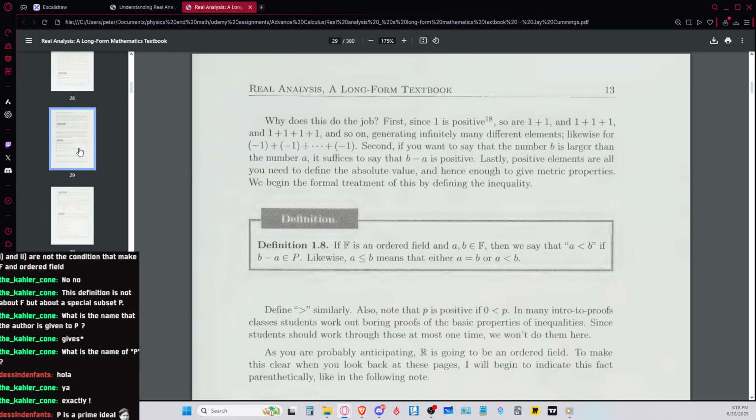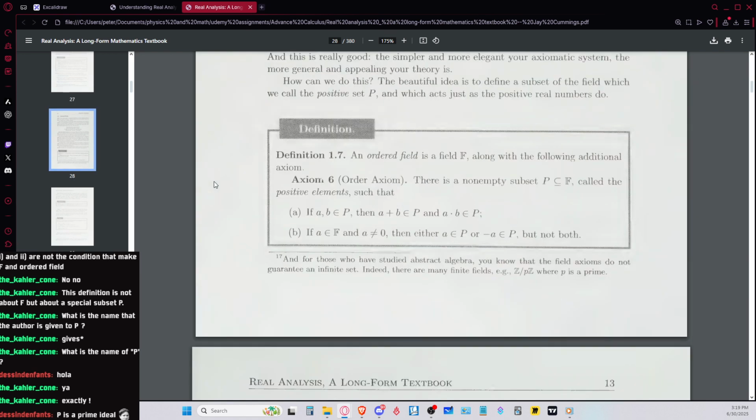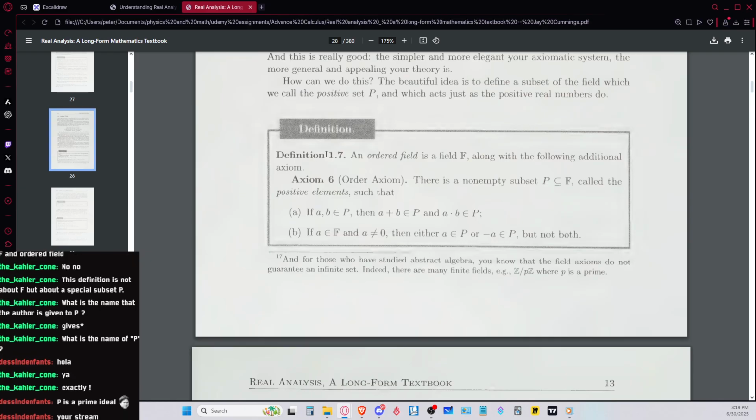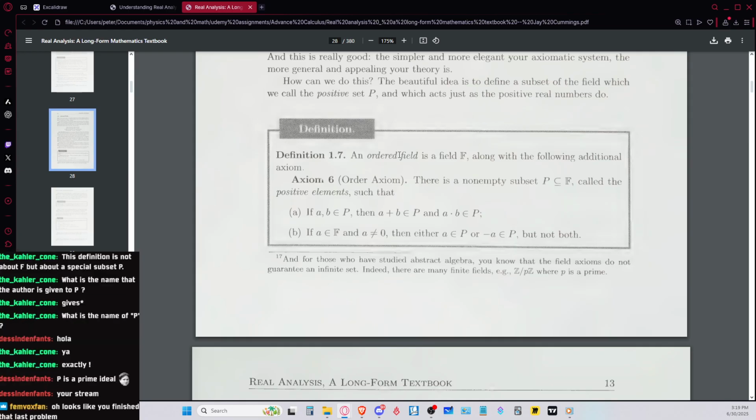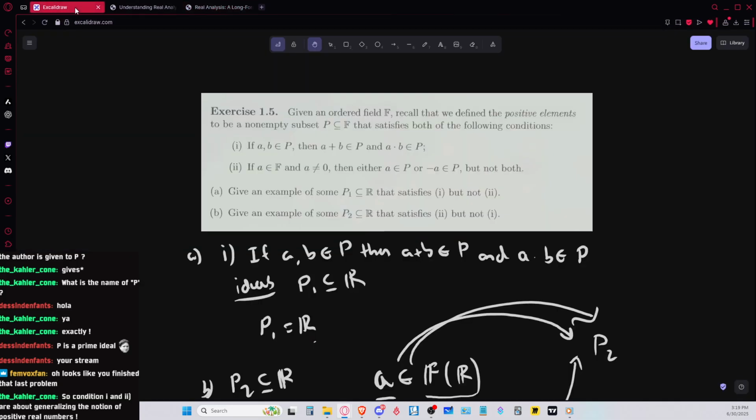But what's the best part of your day so far? We got ordered fields here. Non-empty set. It's supposed to be the positive elements. It looks like you finished that last problem. Oh, thank you. Appreciate that.